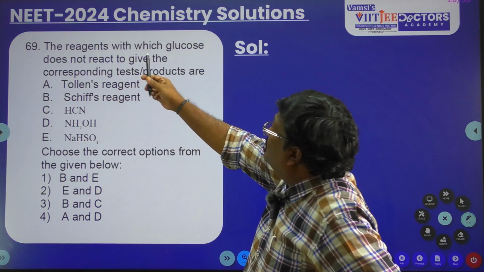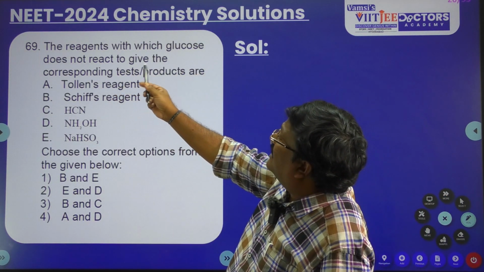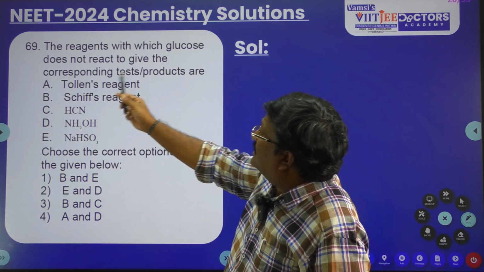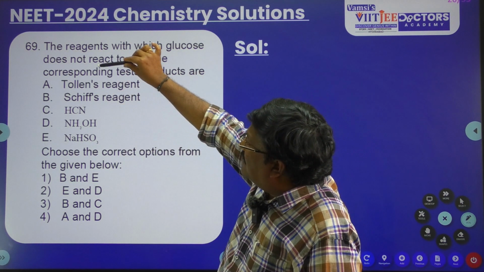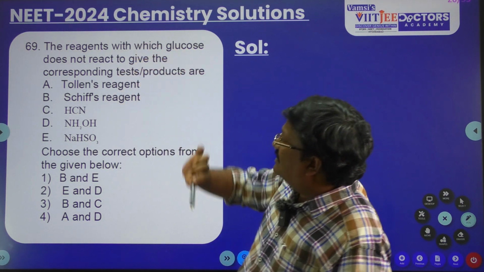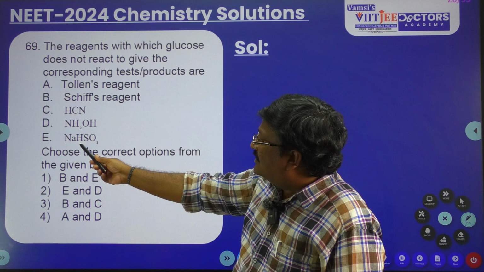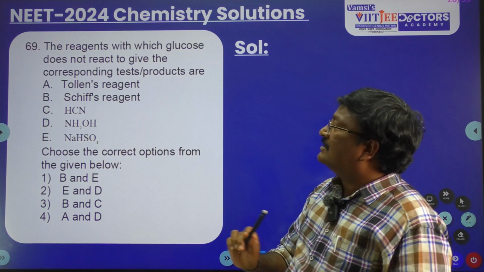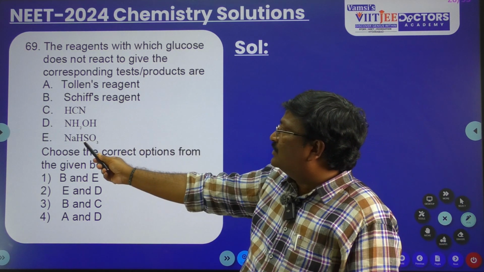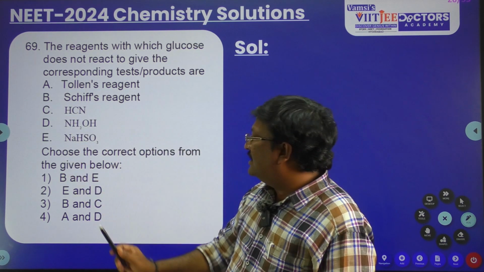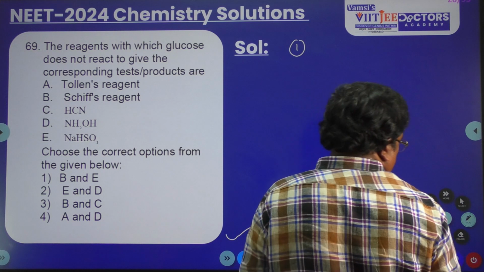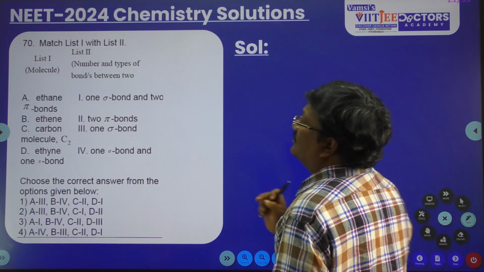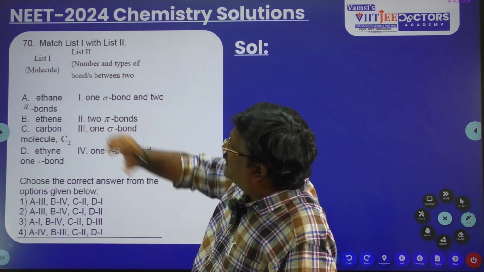The reagents with which glucose does not react to give the corresponding test. Actually, glucose does not give Schiff's test as well as the sodium bisulfite test. Schiff's test and sodium bisulfite, B and E. Your option is 1 here. And later, next question.